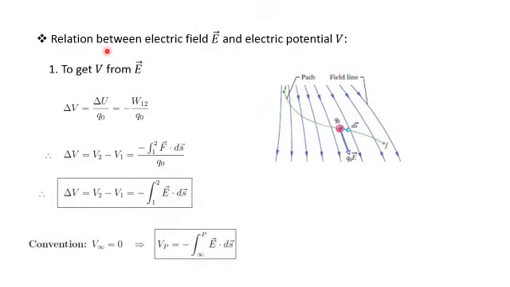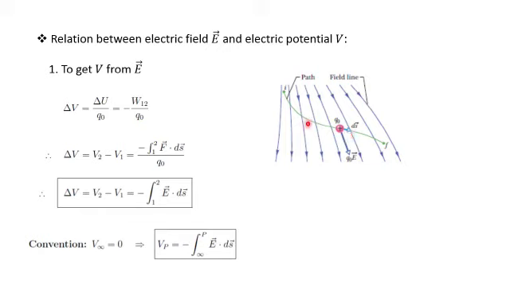Here we will see how electric field E and electric potential V are related to each other. We use two approaches. Number one, to get V from E: if we know the electric field E, how do we determine the electric potential V from that? For this we consider a non-uniform electric field E, where a test charge Q naught is moved from point I to point F by an electrostatic force Q naught times E. This force acts on the test charge during the displacement ds.